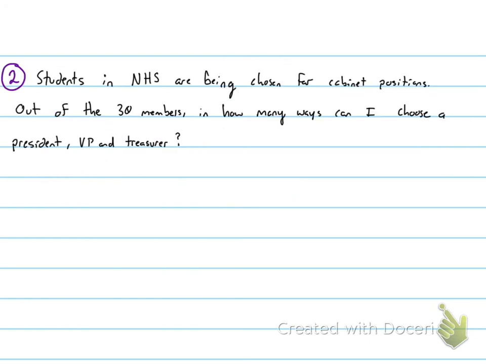In our last example, students in National Honor Society are being chosen for cabinet positions. Let's say there are 30 members, and how many ways can I choose a president, vice president, and treasurer? In this case, the order matters, because if I pick Joe to be president and Mary to be vice president, that's different than if Mary's president and Joe is vice president. Since there's a name attached to each position, it's going to be a different outcome if I switch up the order in which I pick them.